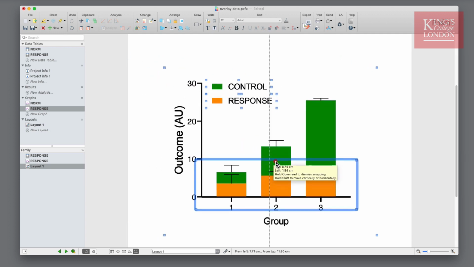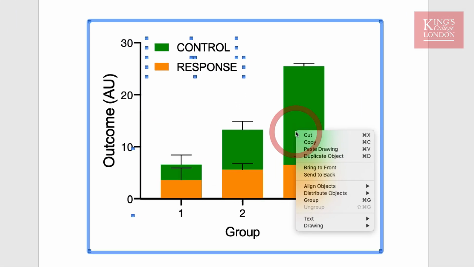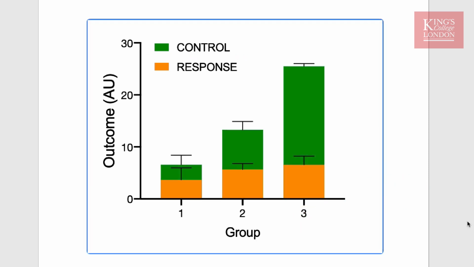We can select all of our data, and if we want to, we can right click and choose group to protect these data from any other changes. You can now copy and paste these data into your word processing program or presentation software. So that's a rough and ready guide to overlaying two sets of data for presentation using GraphPad Prism.